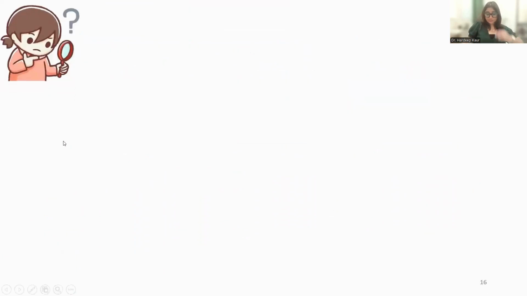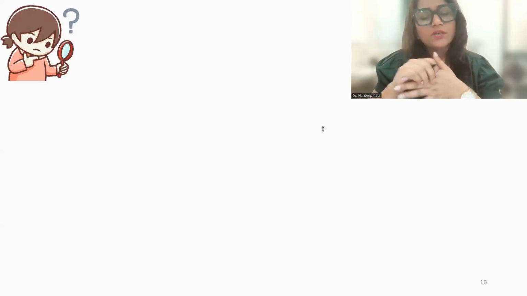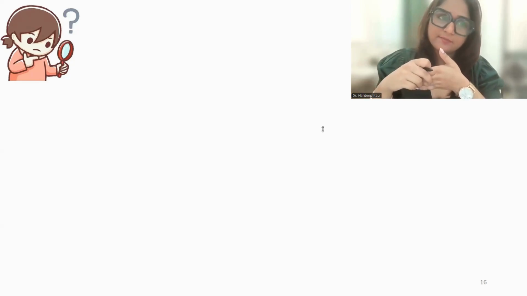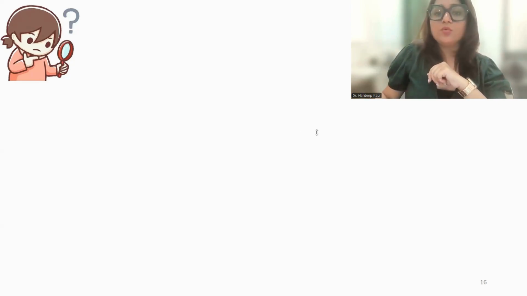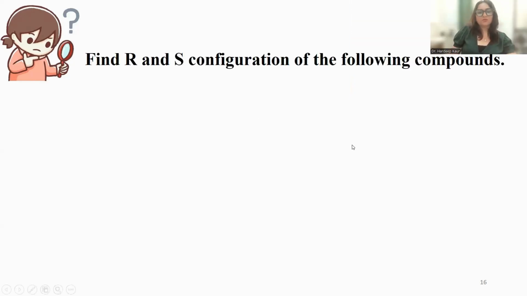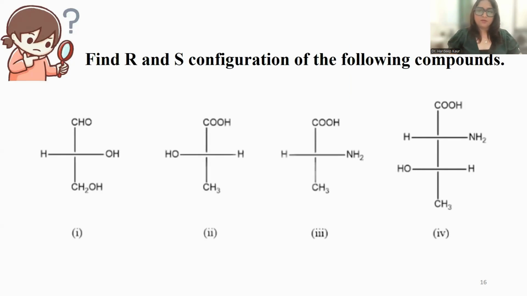Now the question is, suppose in your exams you are getting some questions, and it is very important to explain why people are talking more about the configuration like R and S. So in that particular case, we will take some examples, and in that example, we will talk about how to check this. So let me do. Suppose the question is, find R and S configuration in the following compounds. Okay, so I'll take some very beautiful compounds: 1, 2, 3, 4. So let's start with the first compound.